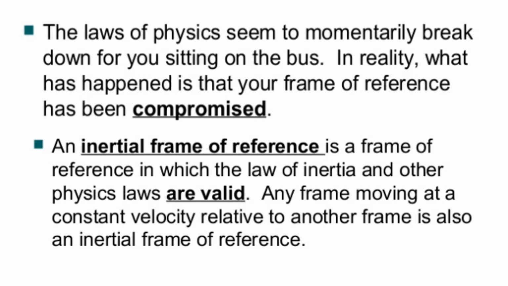An inertial frame of reference is a frame of reference in which the law of inertia and the other physics laws are valid. It means that if that frame of reference is an inertial frame of reference, then the laws of physics and the law of inertia should be valid here. There should not be any difference here, and the state of rest or motion should be the same as it is. Then any frame moving at a constant velocity relative to another frame is also an inertial frame of reference. If in one frame the law of inertia and the physics laws are applicable, then any other frame from which you are observing that frame should also be an inertial frame of reference.